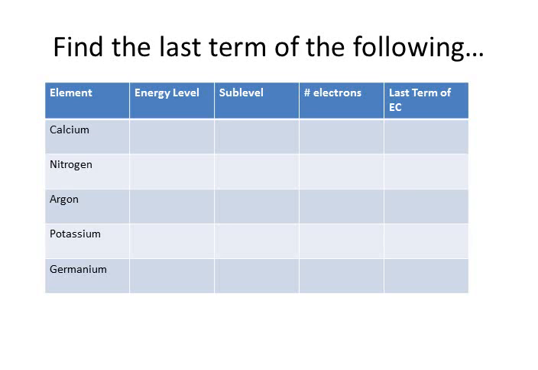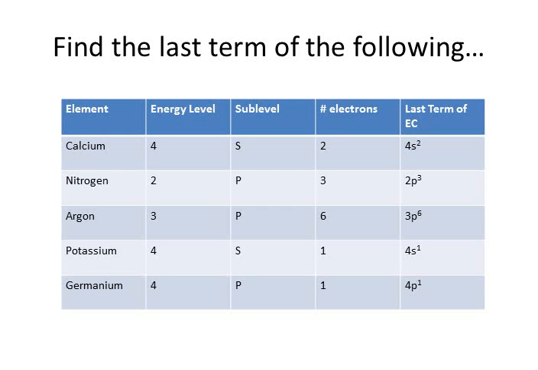All right, hopefully you filled in all the blanks. The answers, well, first we have our energy level, sublevel, and then our number of electrons, which we put together. So we put them together to create our last term. Pause the video to check that you got the right answers. All right, so if you got the right answers, awesome.